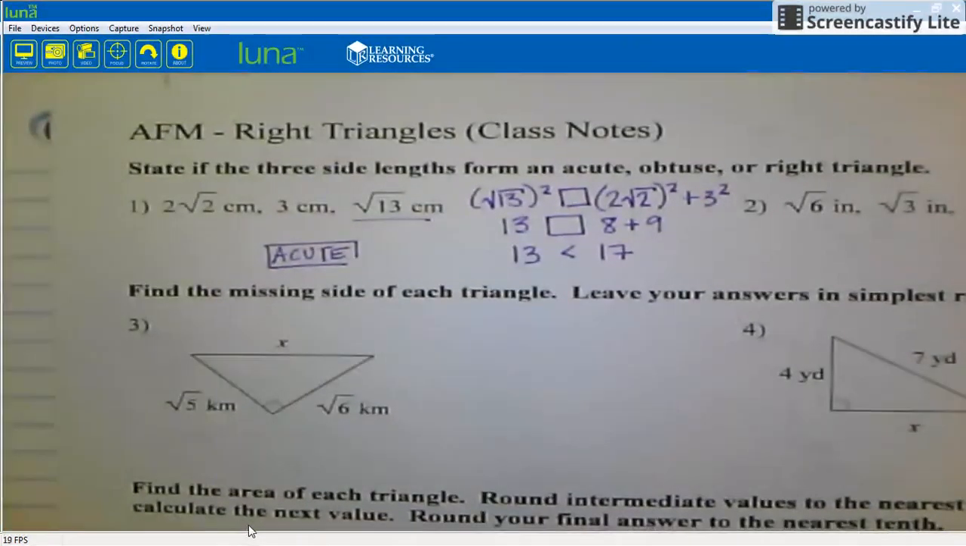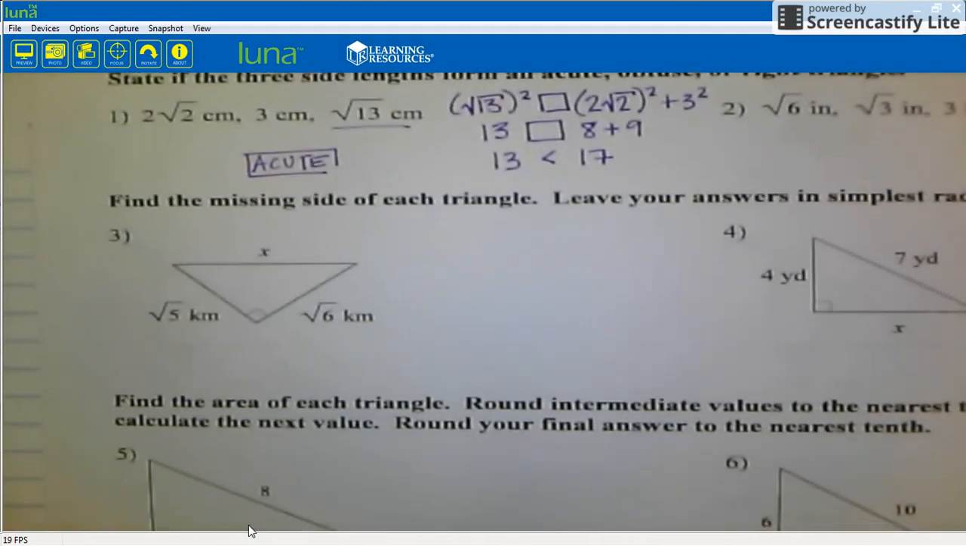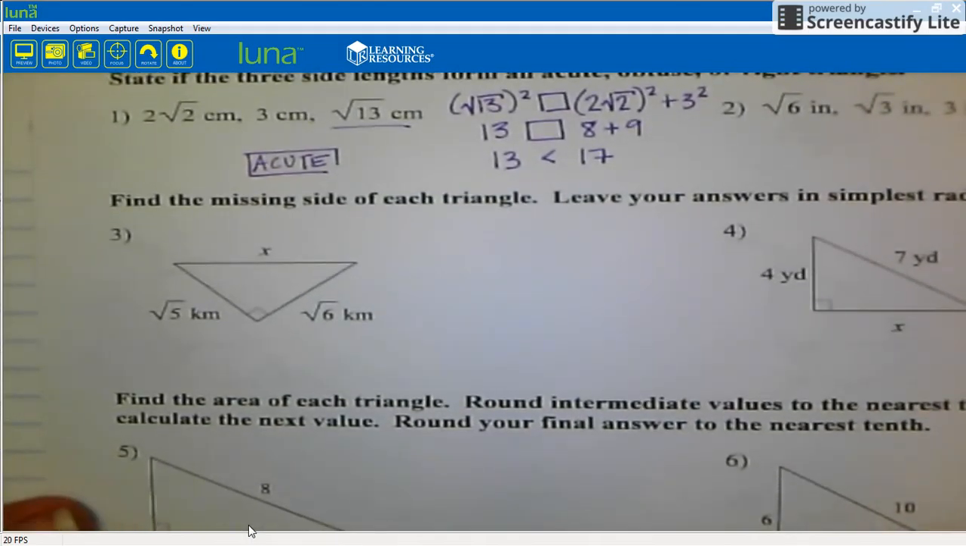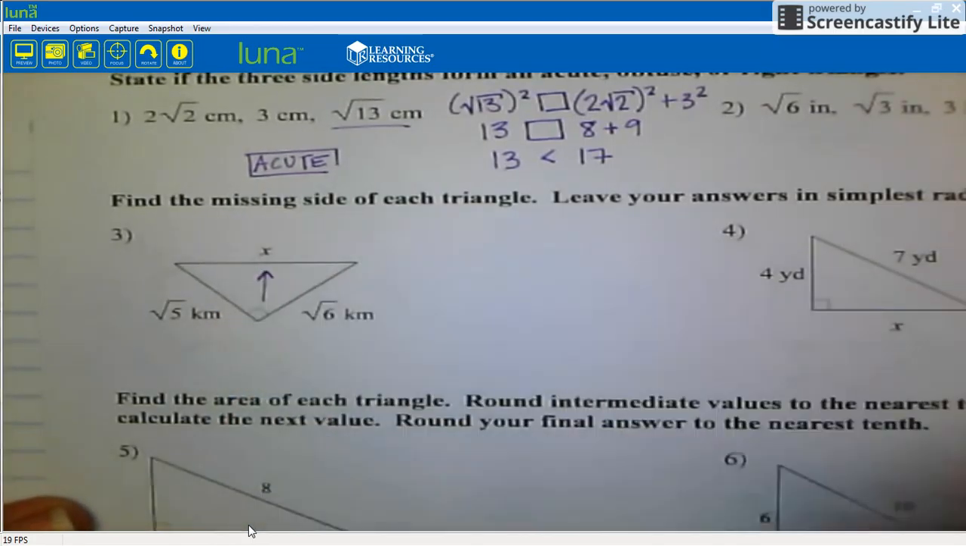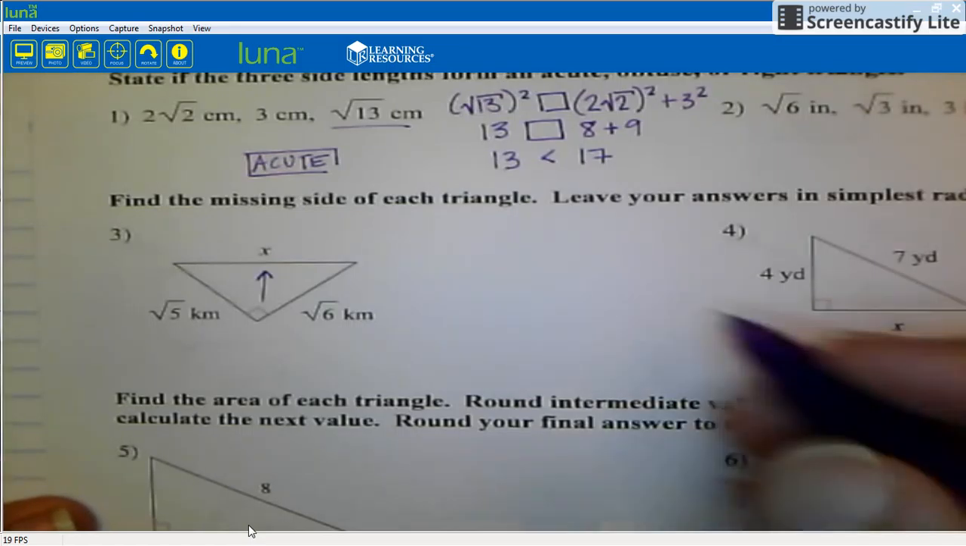In 3 and 4, you're finding the length of the missing side. So this is where you'll use the Pythagorean theorem. And so our c value will always be opposite our right angle, making it our hypotenuse. So in number 3, we're solving for the hypotenuse.